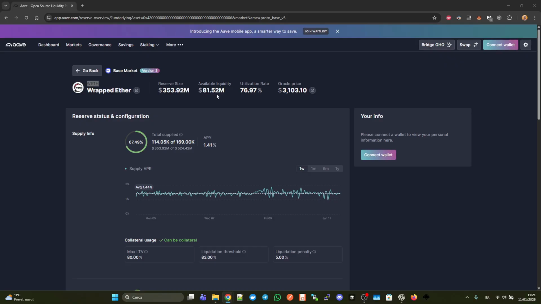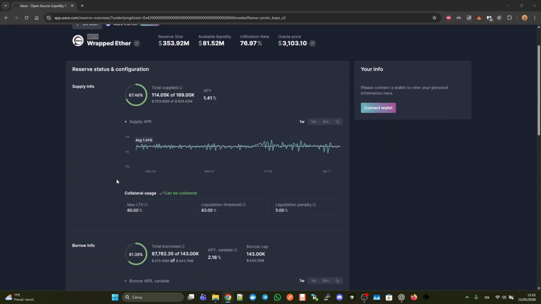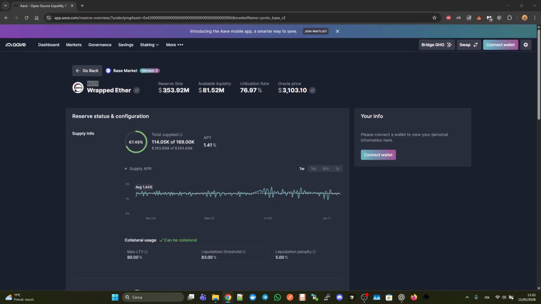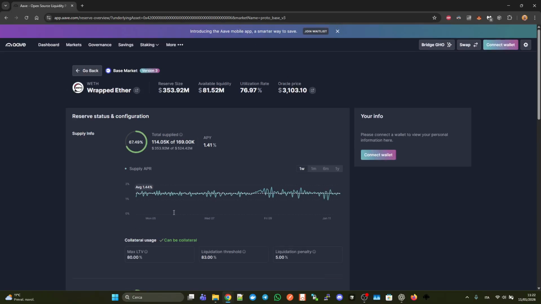Let's talk about this second metric here, available liquidity. Available liquidity is the difference between total supplied tokens and total borrowed tokens, and it means how much of an asset can be borrowed right now. In fact, if you take the difference between the reserve size, which is more or less $1 million, minus this value here, you get this value here, the available liquidity.